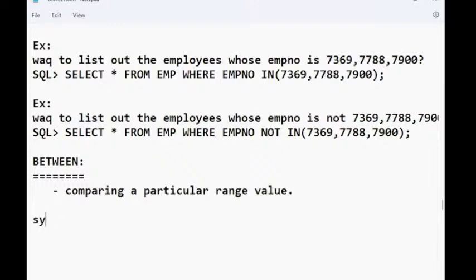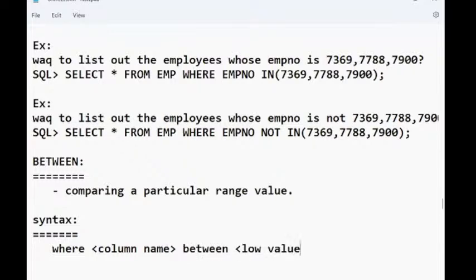And what is the syntax of the BETWEEN operator? WHERE column name, and here I want to use my BETWEEN operator, and here I want to send the low value, AND operator, and send your high value.